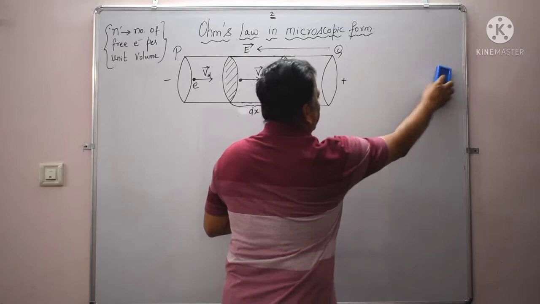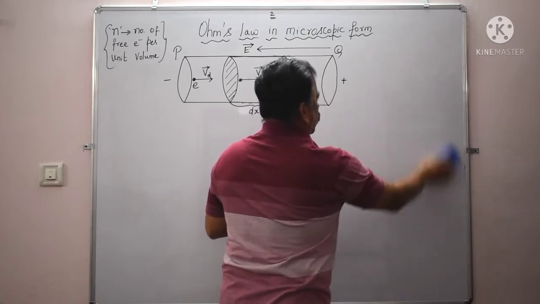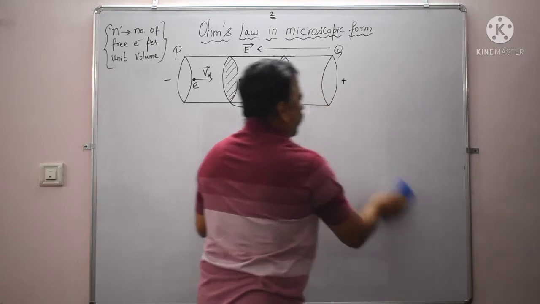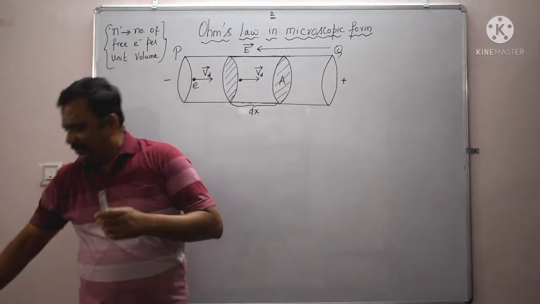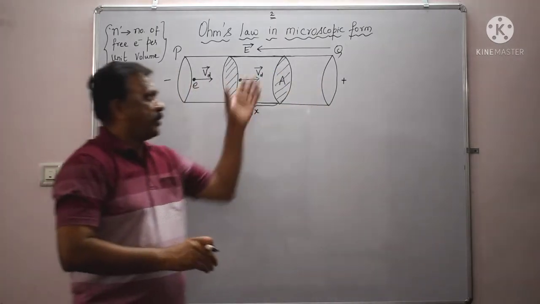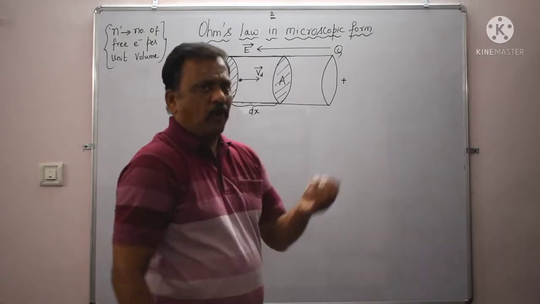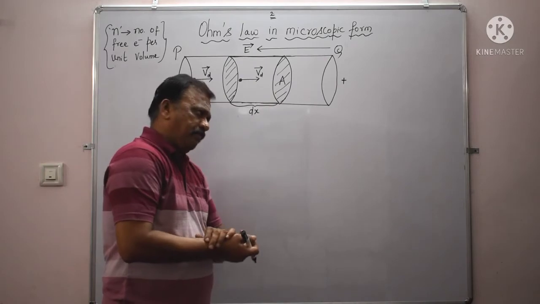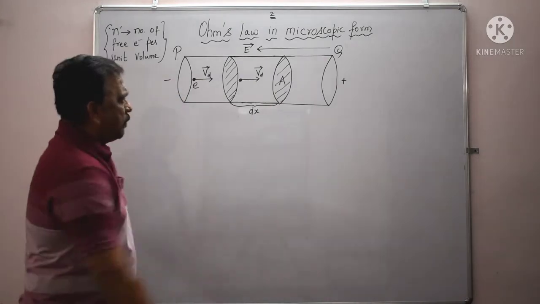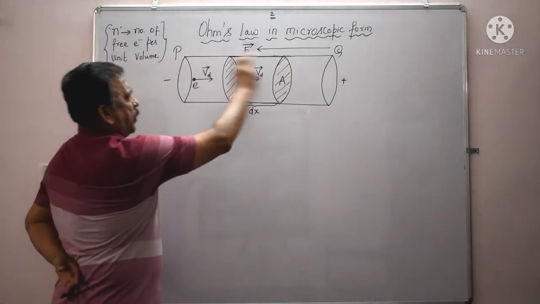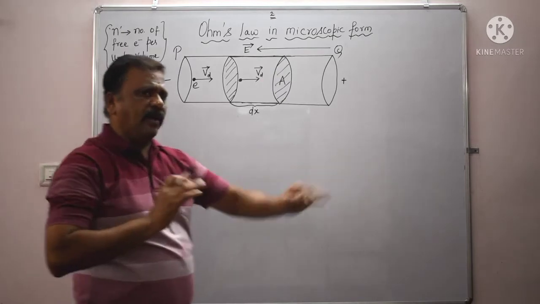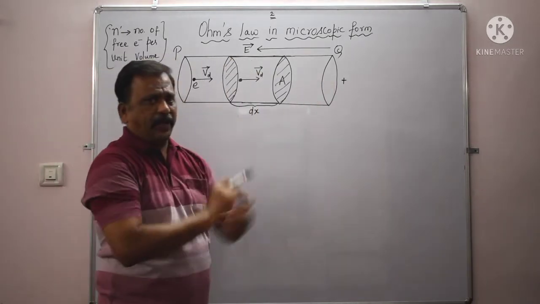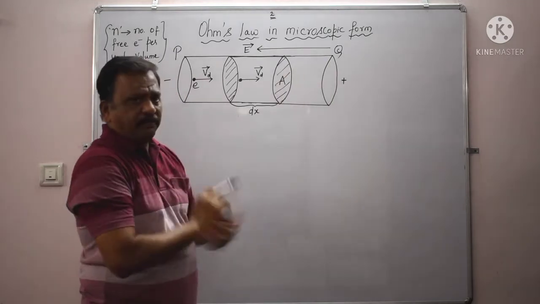State and explain Ohm's law in microscopic form, or explain the microscopic model of current. Both are the same; it is just the way of asking the question. Now let me consider a conductor PQ. You know, all conductors are cylindrical in shape, a wire in fact. So let PQ be a conductor.